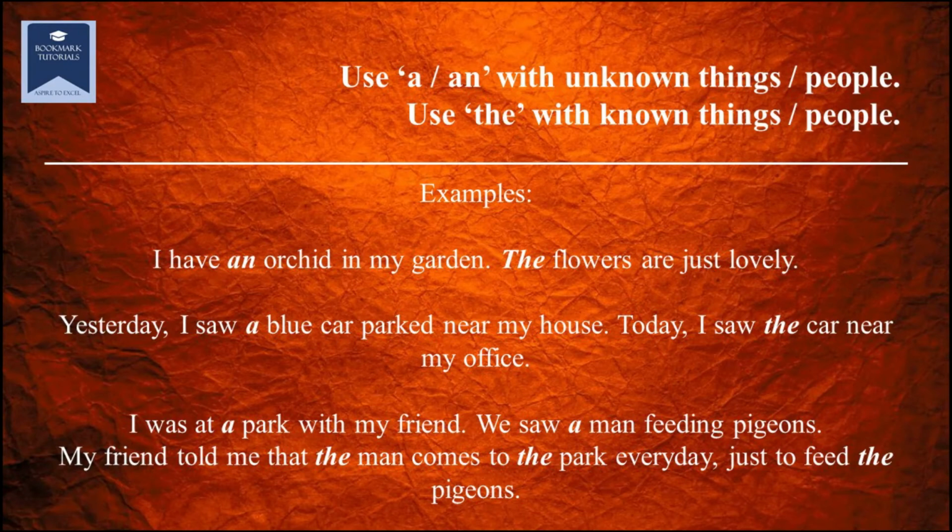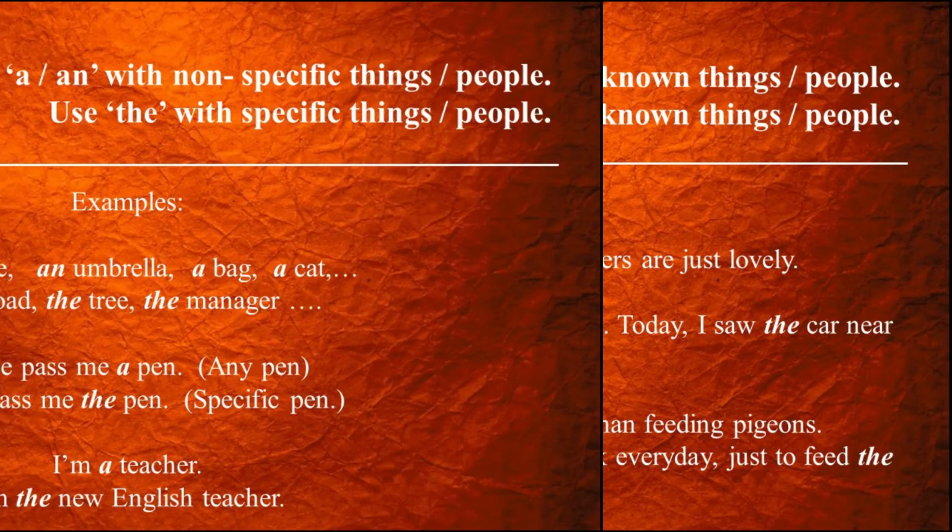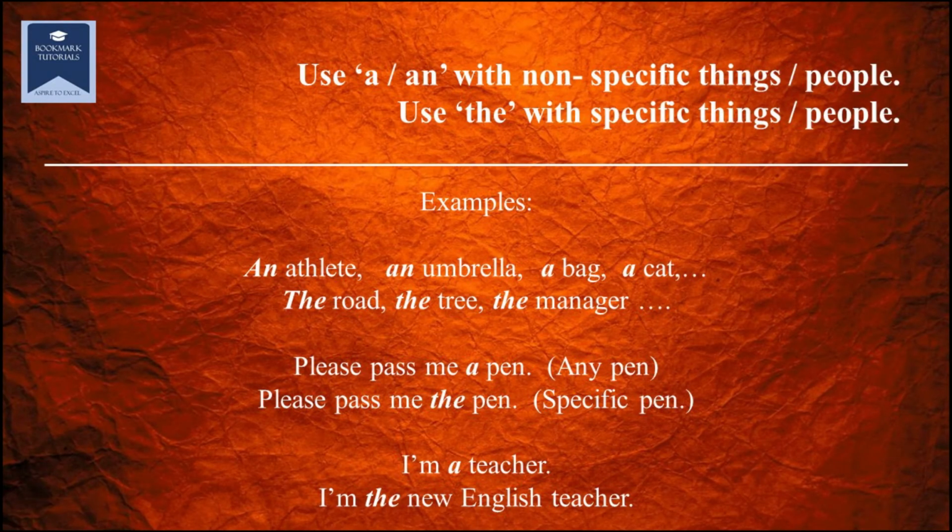Another example. I was at a park with my friend. We saw a man feeding pigeons. My friend told me that the man comes to the park every day just to feed the pigeons. We use a or an with non-specific things or people, whereas we use the with specific things or people. Let's see examples. An athlete, an umbrella. These can be any athlete, any umbrella.